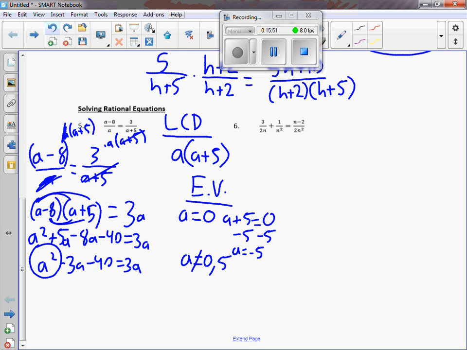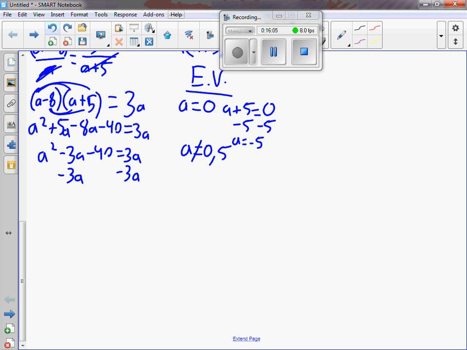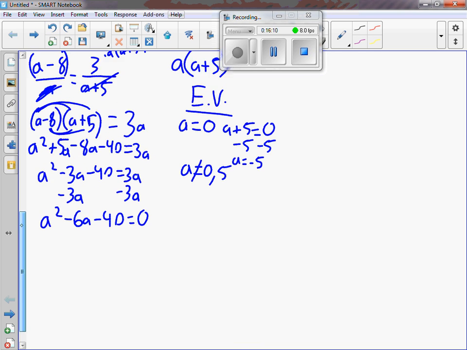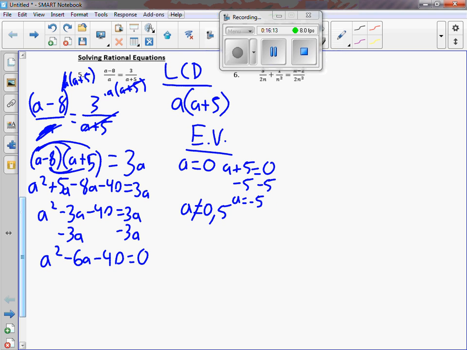When we have a squared, the rules change. In this case, we are going to have to move everything over to one side. So we'll move the 3a over, and we will get a squared minus 6a minus 40 equals 0. Now that we have a trinomial right here, we will solve it by factoring. That is going to factor down to, the two numbers that add and multiply, a minus 10, a plus 4 equals 0.